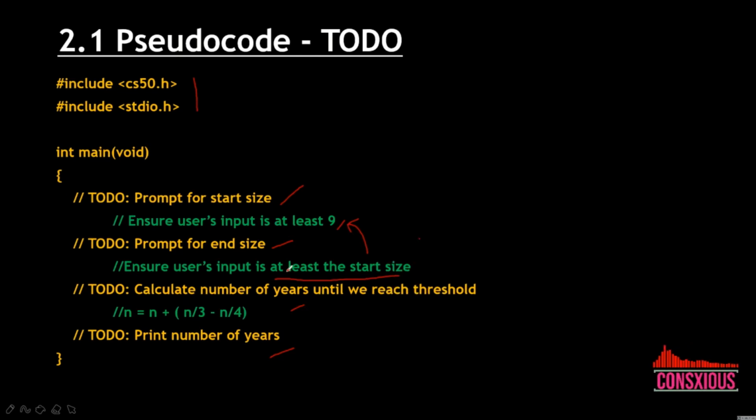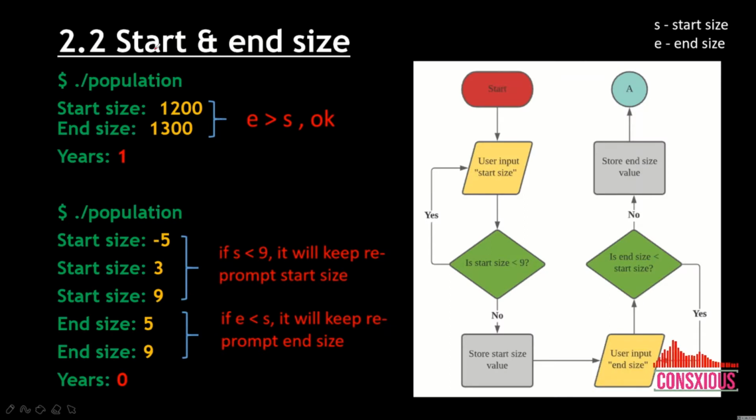So once we have these two values, we're going to plug them into these equations here and some loop to generate the number of years. So the start size and the end size. So dot slash populations, prompt the user for the start size. We key in, for example, 1002. The end size, we key in 1003. So we generate a year of one. It means that to go from the start size to the end size, we need 1 year to achieve it. So we can see this condition is working fine, as long as the end size is larger than the start size.